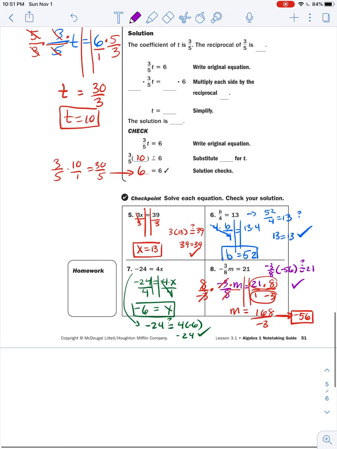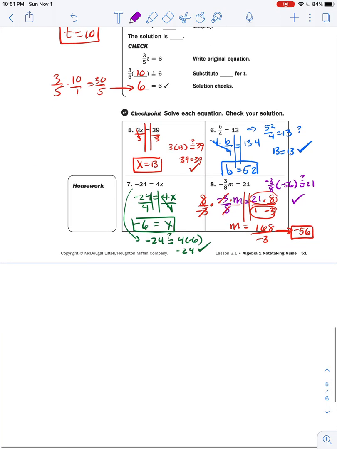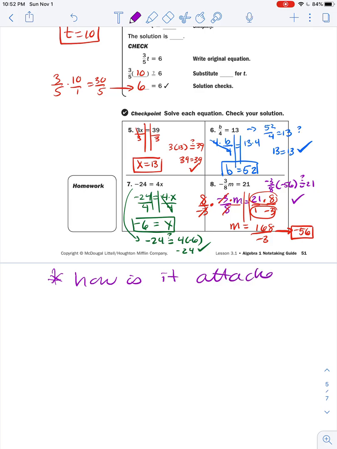So the big story on the whole section is really to just think about, what do I need to do to get rid of the number that's attached to the x? So keep asking yourself those two questions. How is it attached? And how can I undo that? And keep in mind that whatever you do, you always do to both sides.